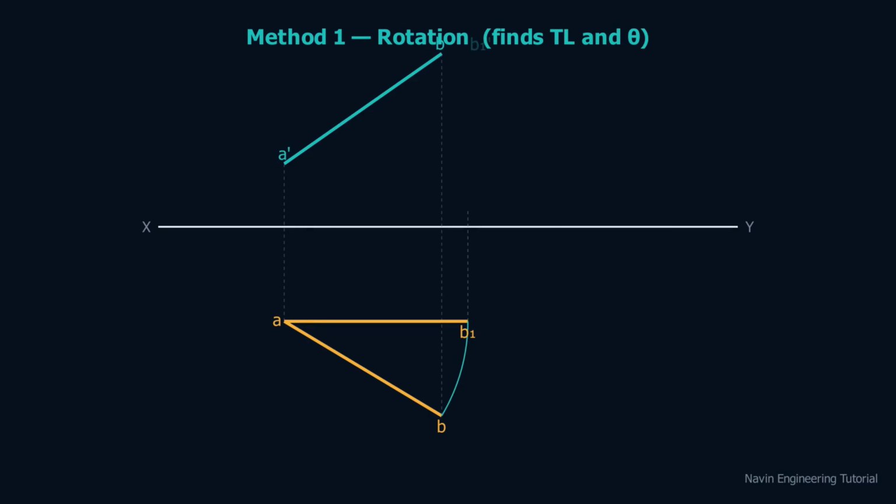Now carry that rotated end up with a vertical projector to the same height as B' in the front view. Join A' to this new point. That join is the true length of the line. By rotating away the planned tilt, the remaining triangle stands upright, and its slope is real. And the angle this true length makes with the reference line is theta, the true inclination of the line to the horizontal plane. Here it comes out to about 31 degrees, with a true length of 68 millimeters.